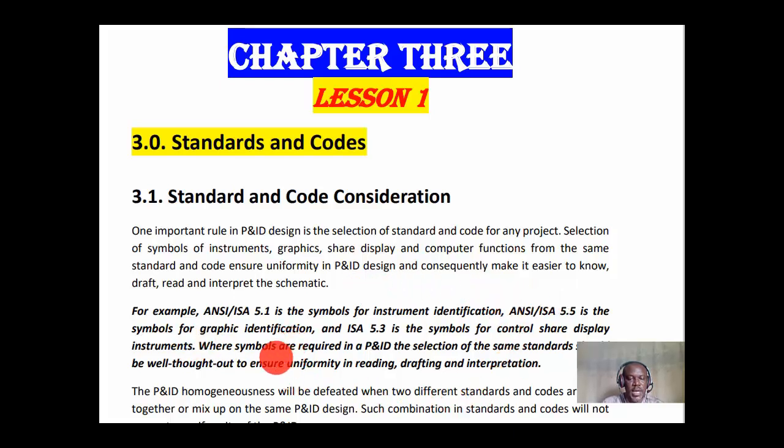For example, ANSI/ISA 5.1 is the symbol for instrument identification. ANSI/ISA 5.5 is the symbol for graphic identification, and ISA 5.3 is the symbol for control shared displays instrument. Where symbols are required in the P&IDs, the selection of the same standard should be well thought out to ensure uniformity in reading, drafting, and interpretation.